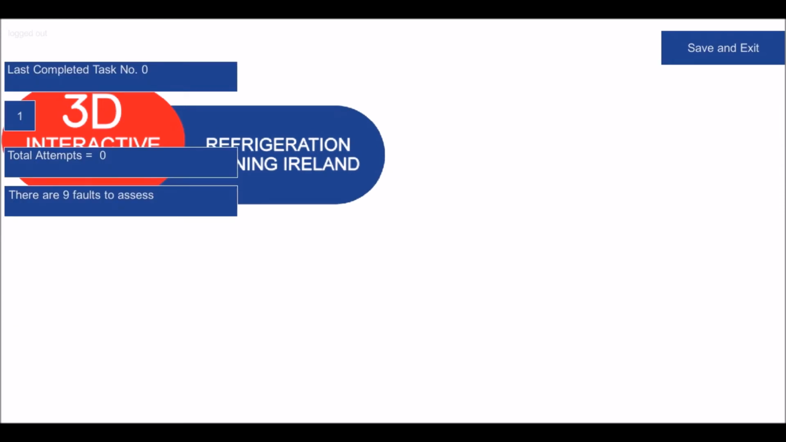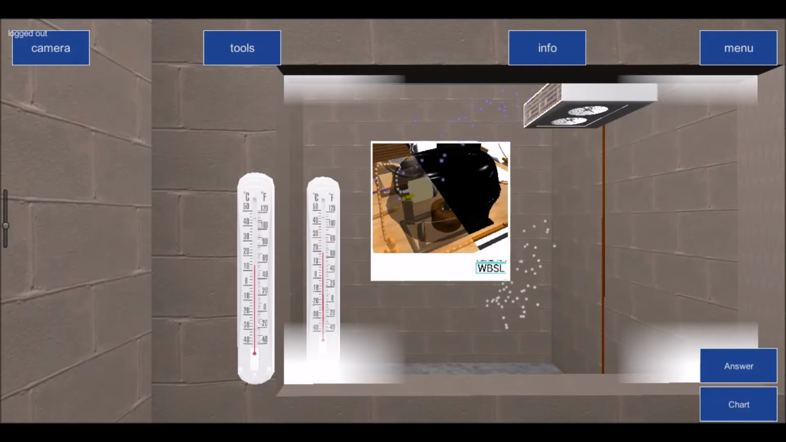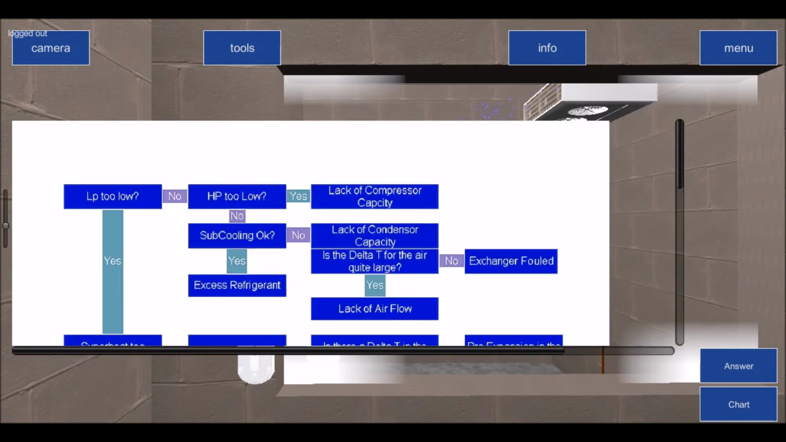And you will be asked to go through these faults. So that's the last thing that you do. But this is a chart that we give you. And the first question this chart asks is your back pressure, and the next question is your head pressure. So is your head pressure too low?